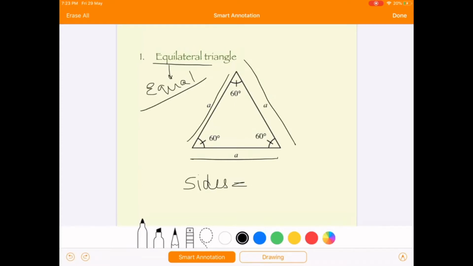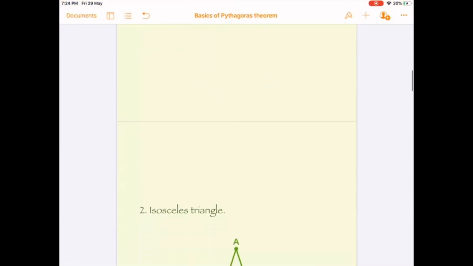Okay, and angles as well are equal, and the most interesting part about the angles is the degree of angle is fixed, which is 60 degree. 60 degree is the only degree of an equilateral triangle. The degree never changes. If you want to draw an equilateral triangle of equal sides, then it has equal angles as well, and the angle is also fixed, which is 60 degree. So sides and angles of an equilateral triangle are the same. Okay, so let us move ahead.